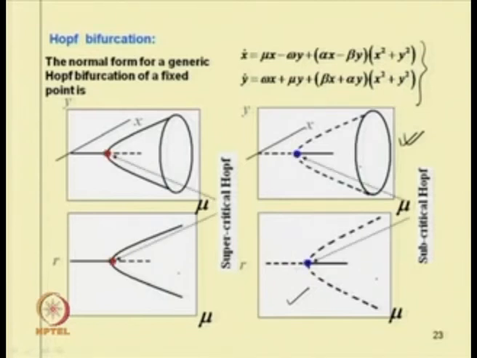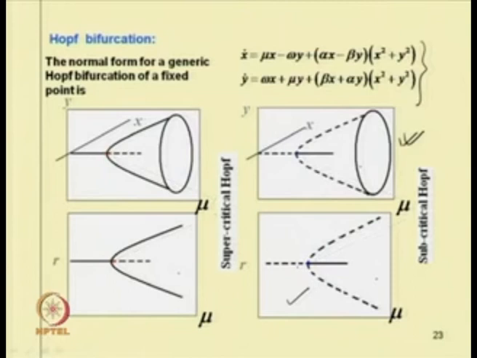In case of the subcritical Hopf bifurcation point, from a stable fixed point response at this bifurcation point we will have an unstable periodic response. So, this is the subcritical Hopf bifurcation point. We know that in case of the Hopf bifurcation point, the equilibrium point will become 0.